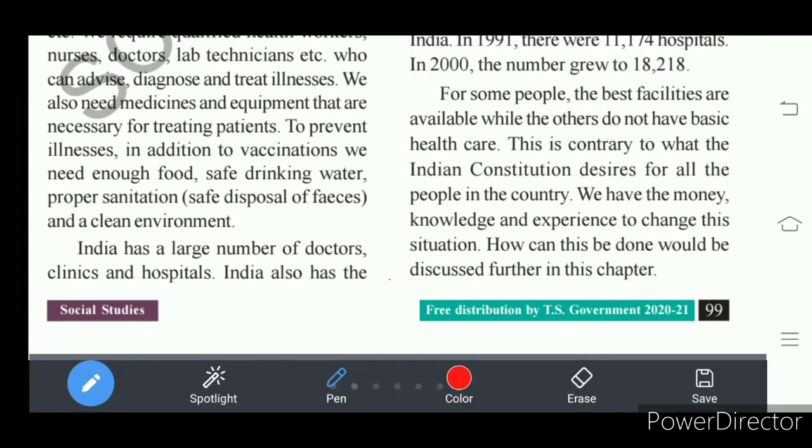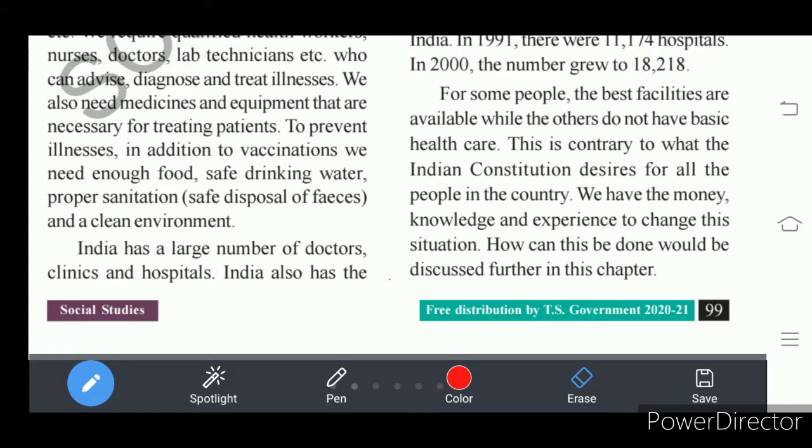So we need enough food and safe drinking water. Much of the health problems we face from water, right? If the water is not safe drinking water, there many health problems have to be faced. And we need proper sanitation. That means the closed drainage system. Our environment should be very neat and clean. So all these are required to keep our health good. Okay. So all these are essential to have a good health.